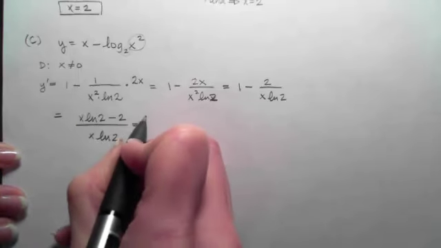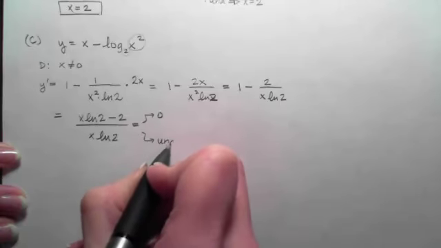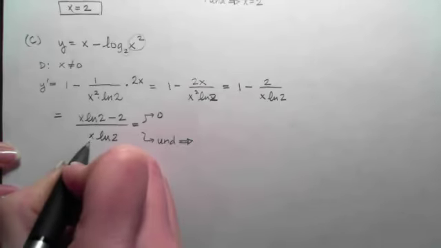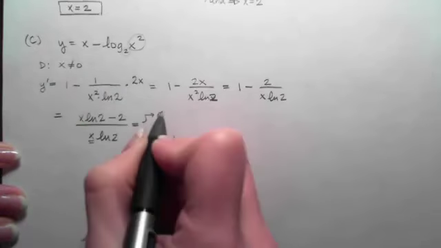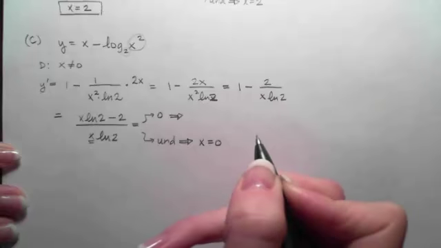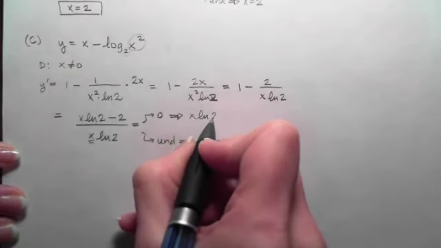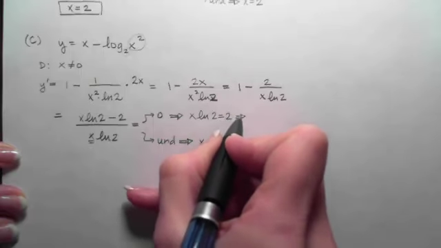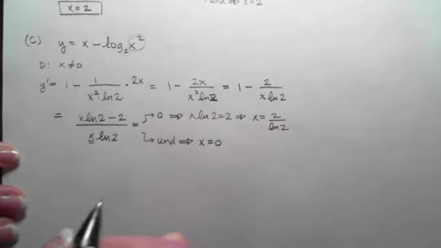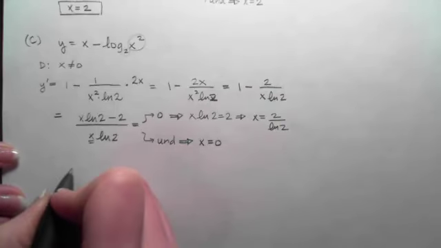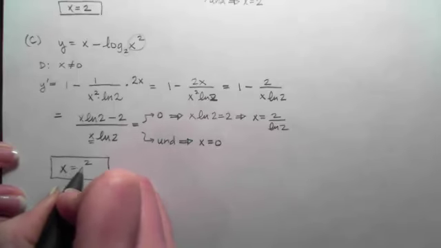So now single fractions will equal 0 if the top is 0, and they'll be undefined if the bottom is 0. So bottom will be 0 when x is 0, but I can't use it because it's not in the domain. And fractions will equal 0 when the top equals 0, which means I need to solve for when x ln of 2 equals 2, which occurs when x is 2 divided by the ln of 2. So I have only one critical value, and it is 2 over ln of 2.